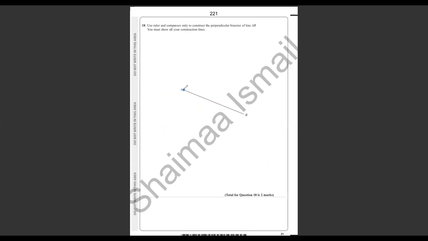We stand on point A and make an arc, and stand on point B with the same length of the compass. We make another arc. As we do up, we do down: stand on A and make an arc, then stand on B and make the same arc, all with the same length. Then we join these intersecting arcs together to get a clear perpendicular line with a construction.